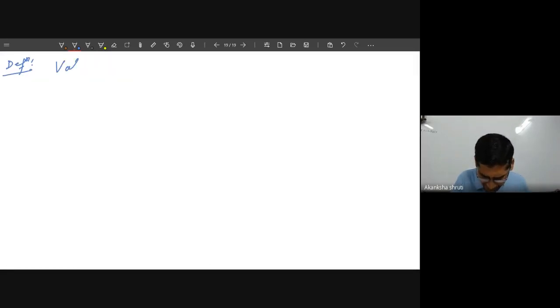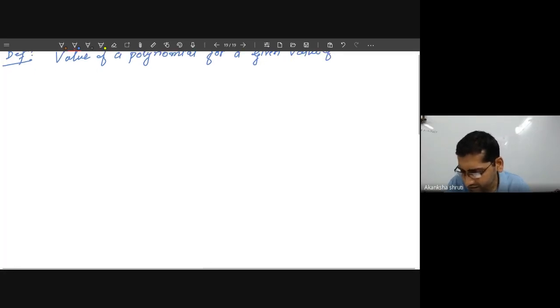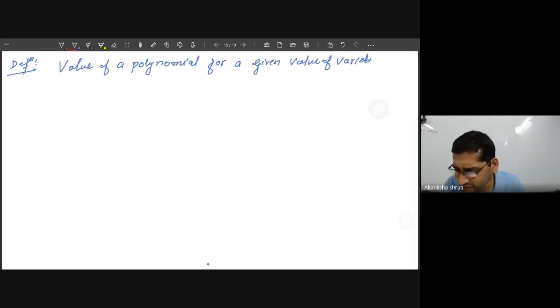So value of a polynomial for a given value of variable. So student, this is important. Variable is taking a specific value. Okay, given value of variable means a specific value of variable. Then only we can calculate the value of the polynomial.